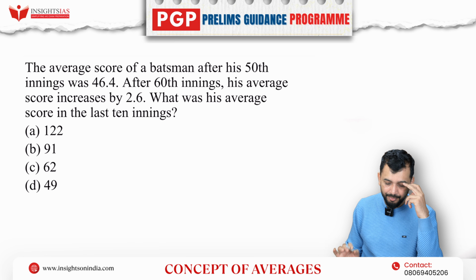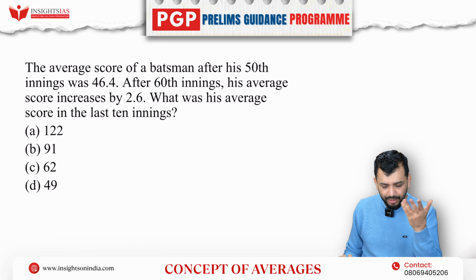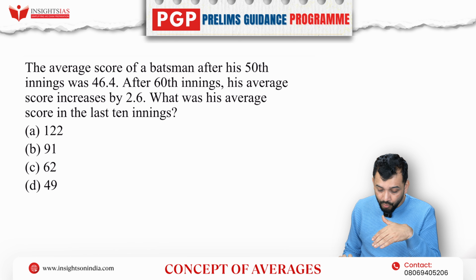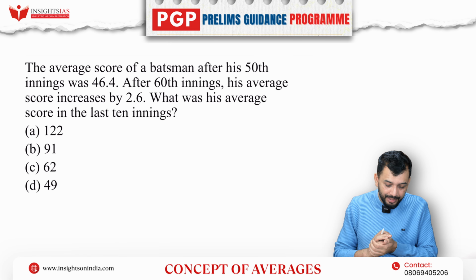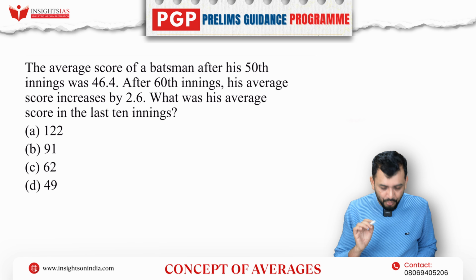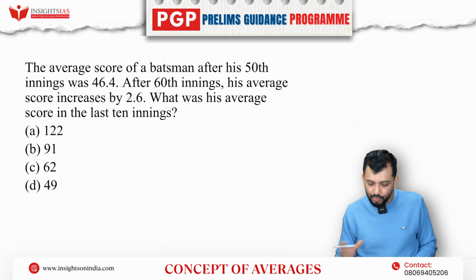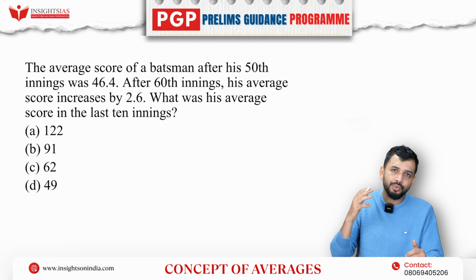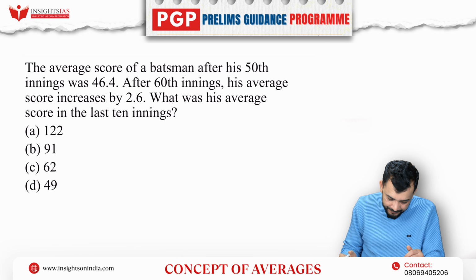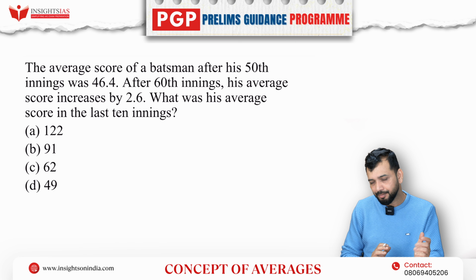Now, the average score of a batsman after his 50th innings was 46.4. After the 60th innings, his average score increases by 2.6 runs. What was his average score, not total score, in the last 10 innings? I will do it in two ways: first, the regular formula based method, and second, the visualization method. Over a period of time, we have to move towards the visualization kind of method.